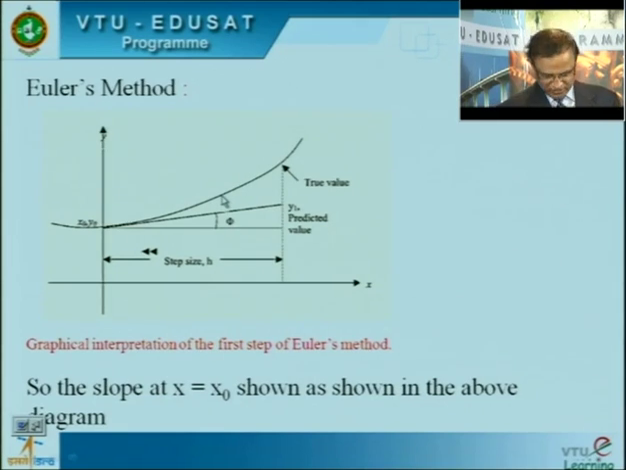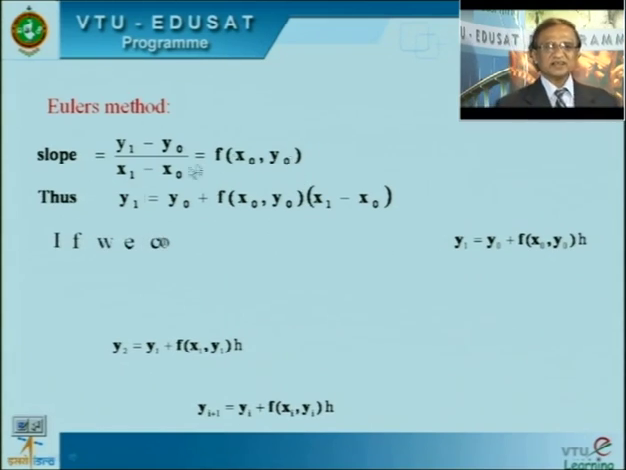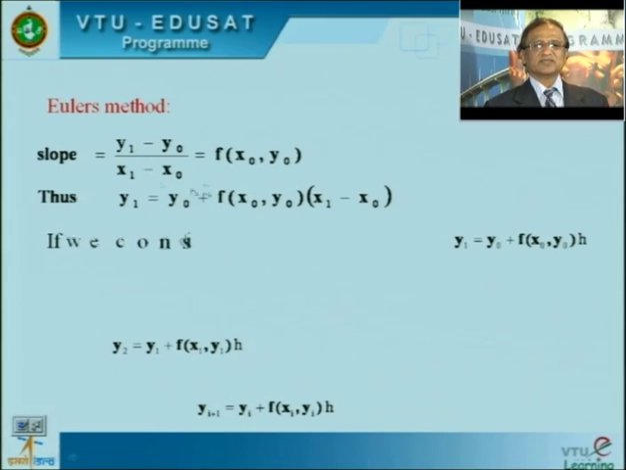I will give some more inputs to Euler's method. Slope can be calculated by using the known formula. What is the known formula? (y1 minus y naught) divided by (x1 minus x naught) is equal to f of x naught comma y naught. Thus, I can simplify: y1 minus y naught is equal to f of x naught, y naught into (x1 minus x naught). What I have written here is y1 is equal to y naught plus f of x naught, y naught in the form of (x1 minus x naught).